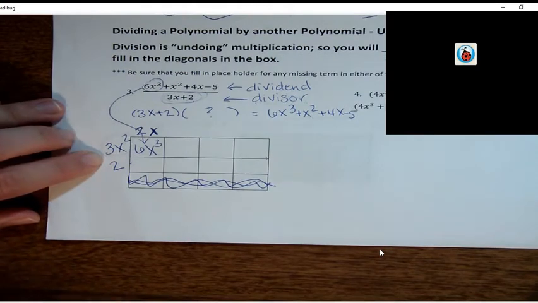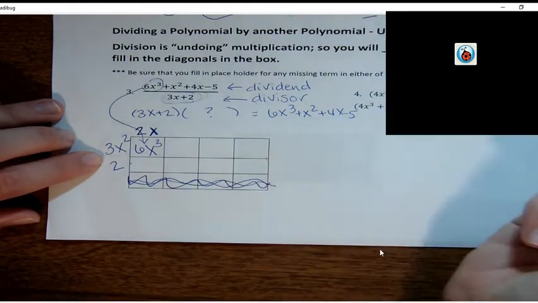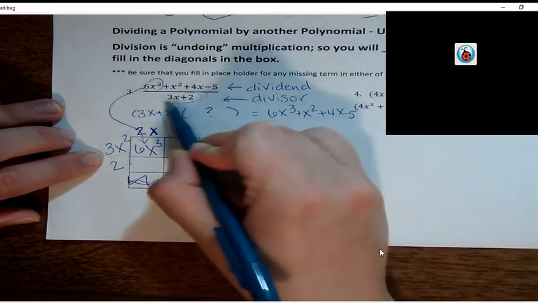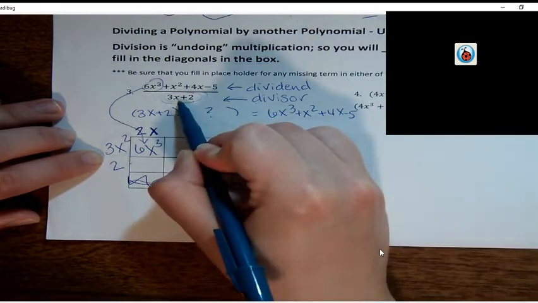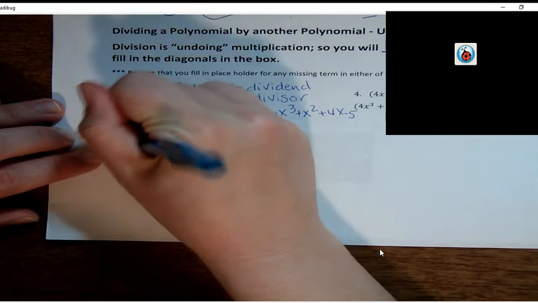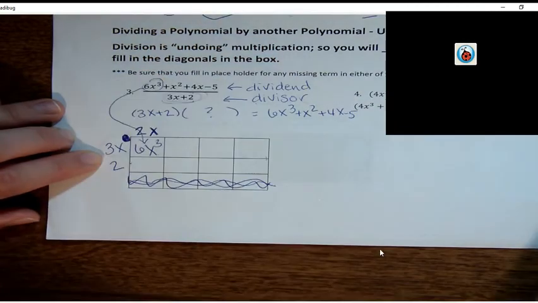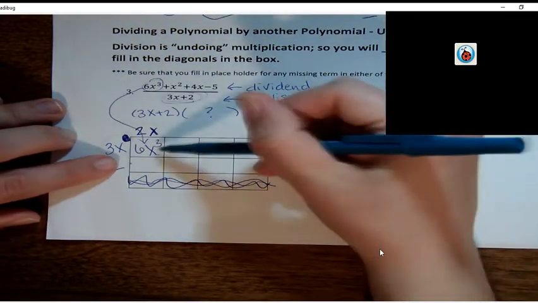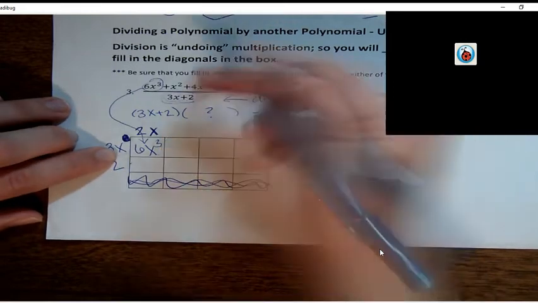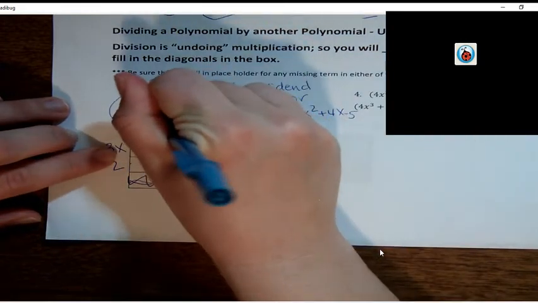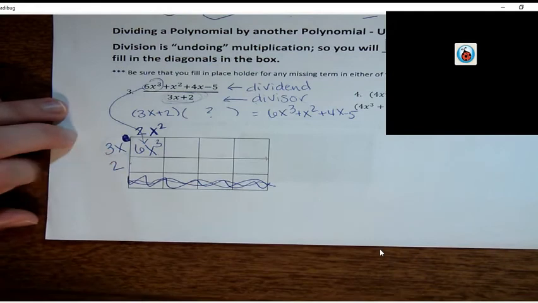Oh, you know what? I made a mistake. Hopefully you guys caught it. This 3x is just 3x. It's not 3x squared. So I need to remove this square. Okay. Now, this is cubed. This is just 1. I need at least 2 more to get there. So that one needs to be the 2x squared. I'm very sorry about that.